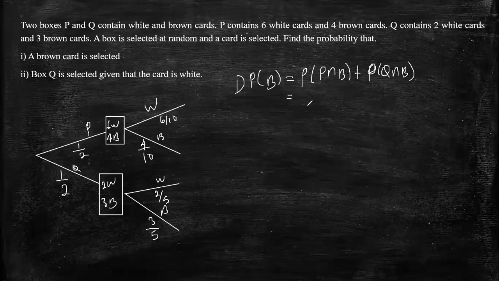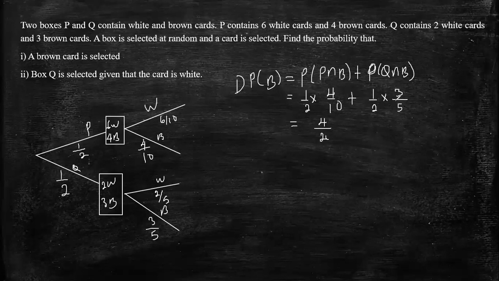So this is going to be a half, we multiply it by brown, which is 4 out of 10, the probability of picking brown from box P, and then a half for probability of picking Q, then times probability of picking a brown ball from Q, which is 3 out of 5. And then we multiply, so this is going to be 4 out of 20 plus 3 out of 10.